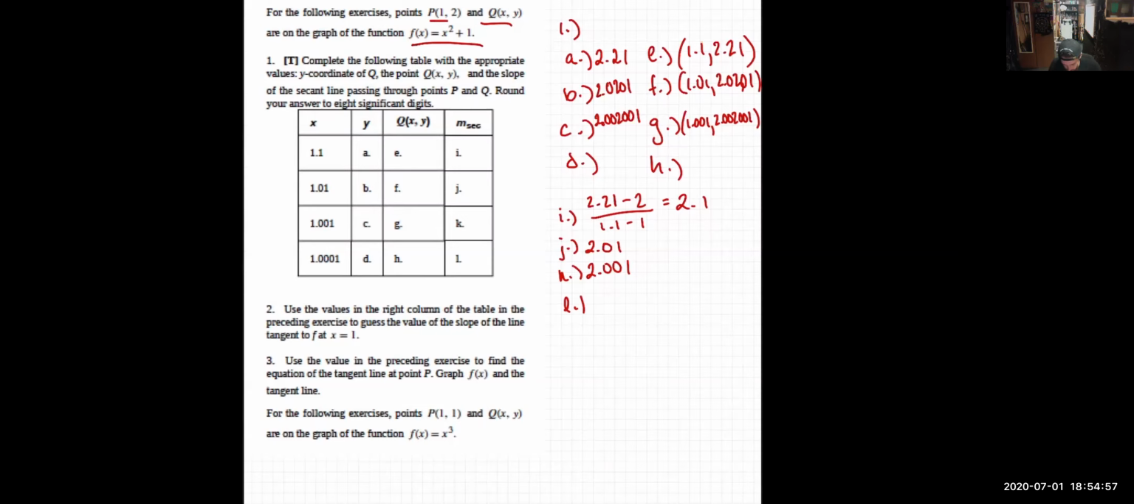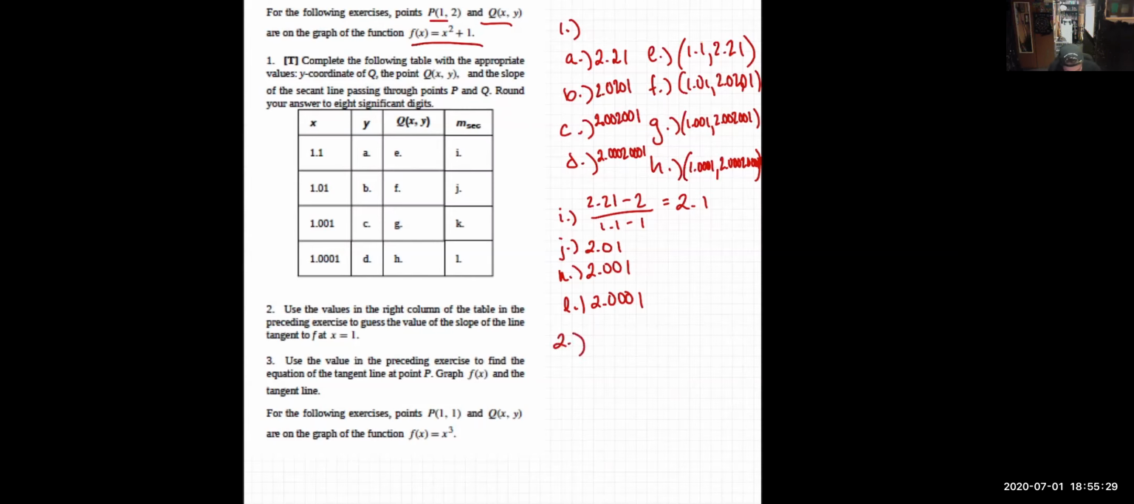1.0001 squared plus 1 is 2.00020001. So that's the coordinate (1.0001, 2.00020001). Now minus 2 divided by 0.0001, that is 2.0001. All right, so that completes all of part 1.